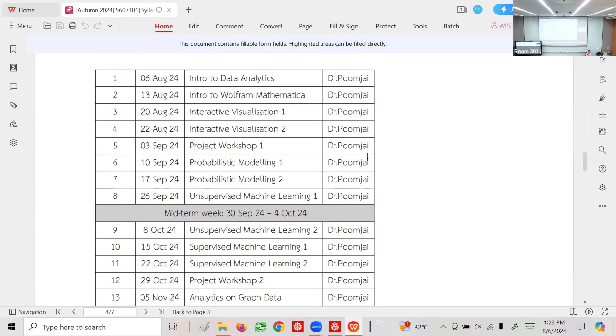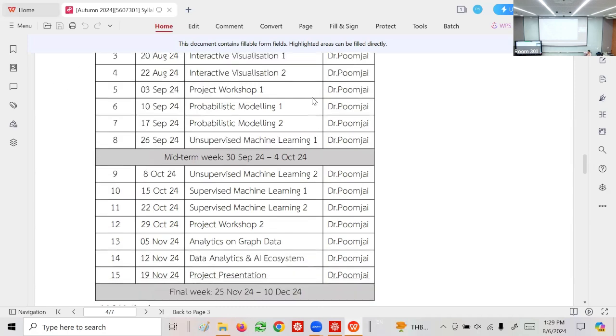So the concept of data analytics is going to be the foundation of everything we do for the rest of the term. Next week is an introduction to Wolfram Mathematica. Basically, I'll give you what's called language primitives, the basic grammar, the "hello, how are you" of the language. You will see that in class here, okay?